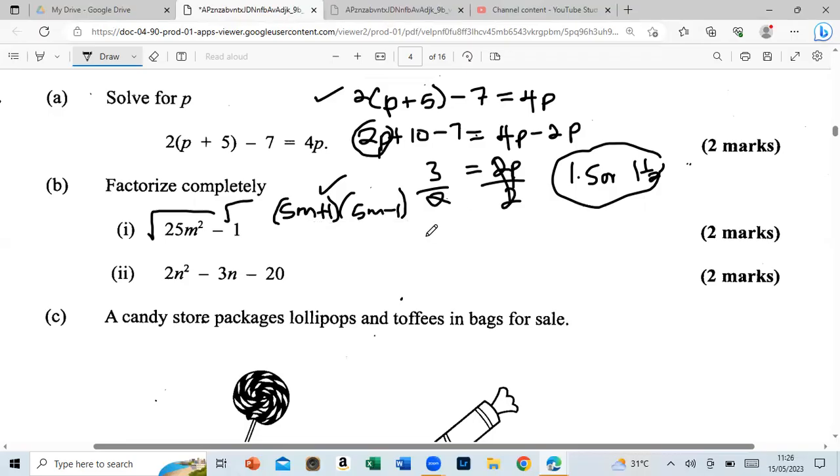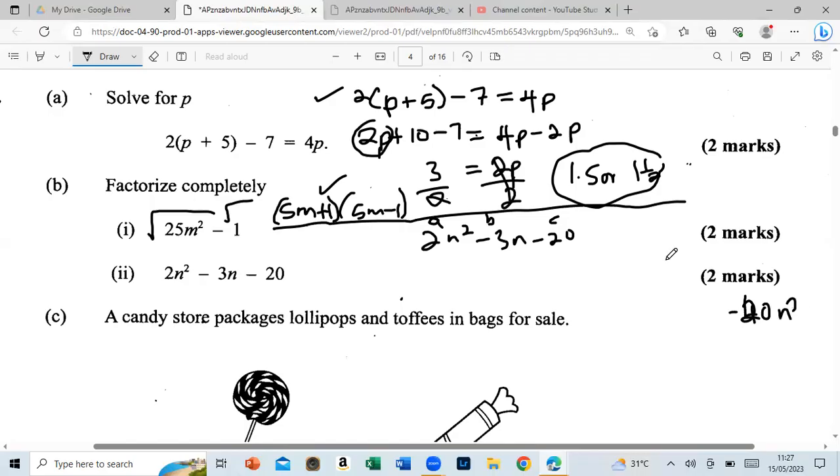All right, so we have 2n squared minus 3n minus 20. So we're going to try if the factor method can work. If not, we go back to the quadratic. Based on the number of marks, we know it can work. So we're going to multiply a times c. 2 times negative 20 is going to give us negative 40n squared. So we're going to list all the factors of 40 now, alright?